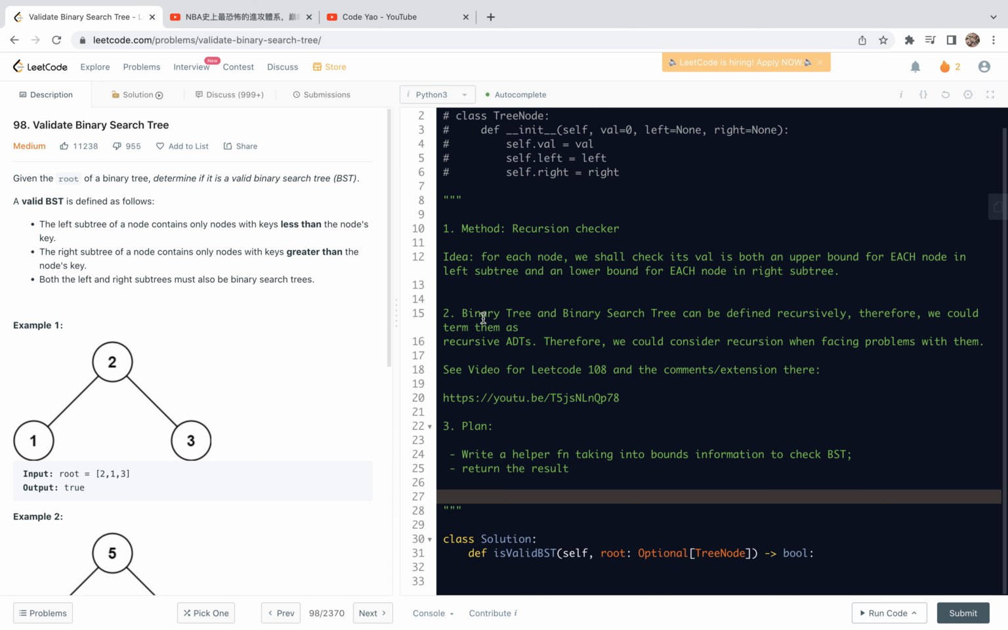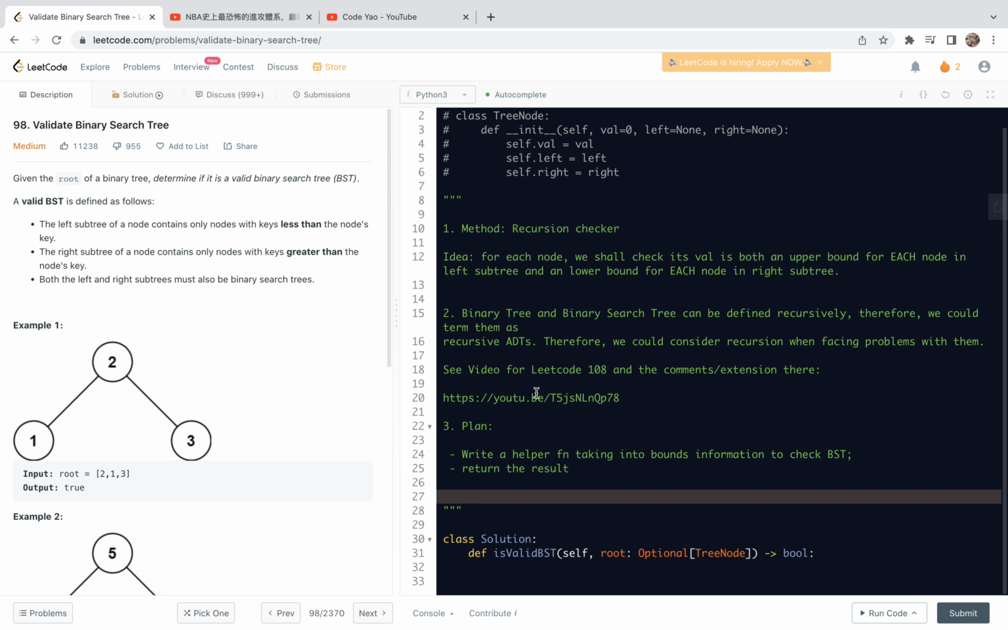Secondly, we want to make a remark before we write the code. Binary tree and binary search tree actually can be defined recursively. Actually, the tree data structure can even be defined recursively. Therefore, we could term them recursive abstract data structures, or data types. So we could consider recursion when facing problems with them. You can see the videos for Leetcode 108, where there are some comments or extensions on the problems that we can use recursion.